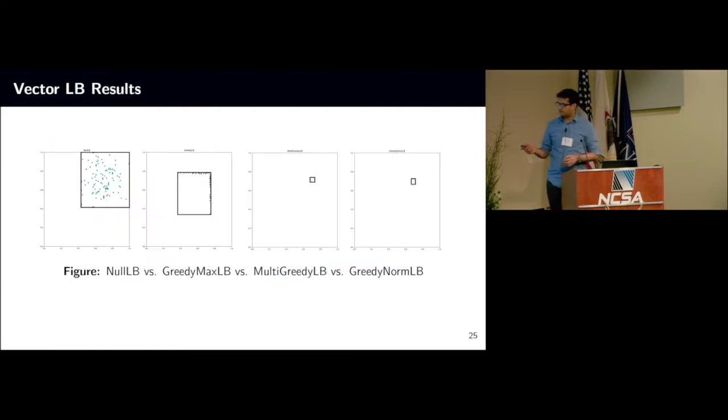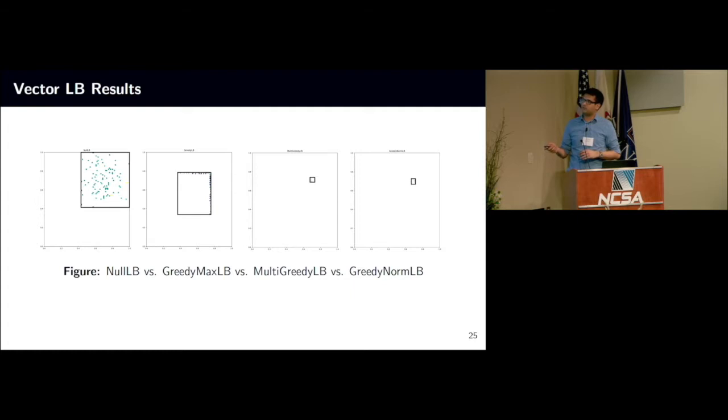Here are some results. These are all experimental, so don't take away too much from them. But this is null LB over here, greedy max LB, multi-greedy, and greedy norm LB. The key thing, so the box is the range at each process. So the x-axis and y-axis are the 2 dimensions of the load vector. And each point is a process, and its position on the x and y is its load on that particular dimension. So the key thing we care about here is minimizing the top right corner. The top right corner is where we have the most load in the x and y dimension globally.